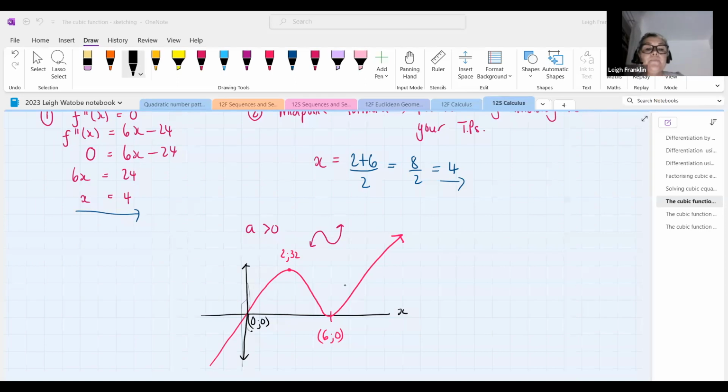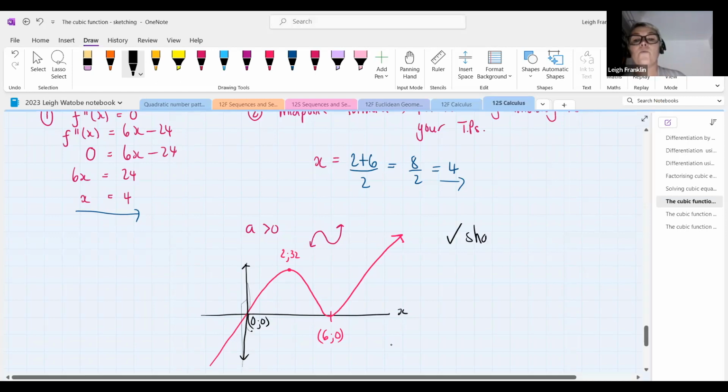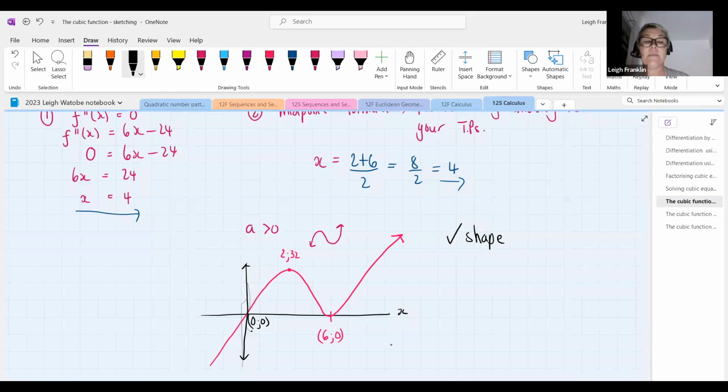Exactly. So you are going to get marked as follows. When you've actually sketched the function, you're going to get marked on shape. So that means concave down, then concave up. You are going to get marked at the coordinates of your turning points, and you are going to get marked for your x and y intercepts. So those are the 3 places where marks are awarded.